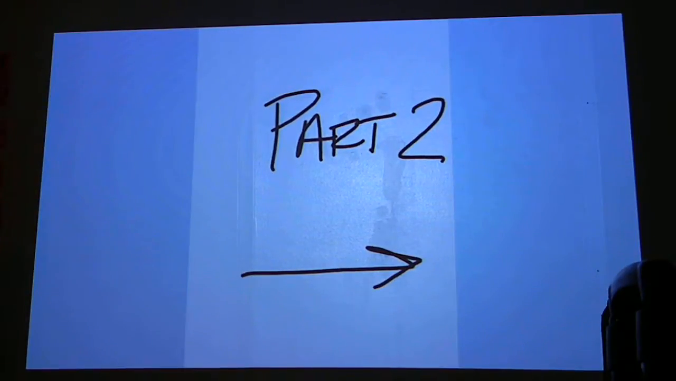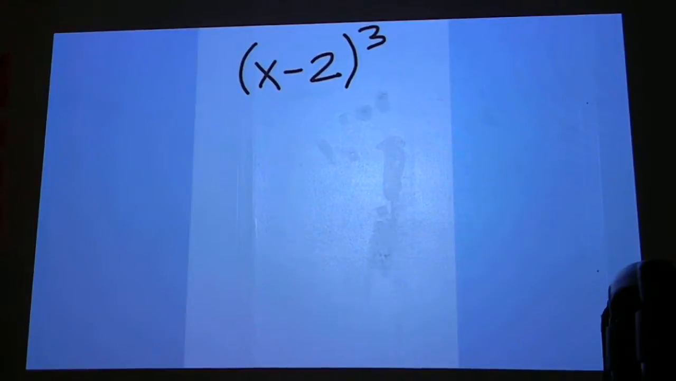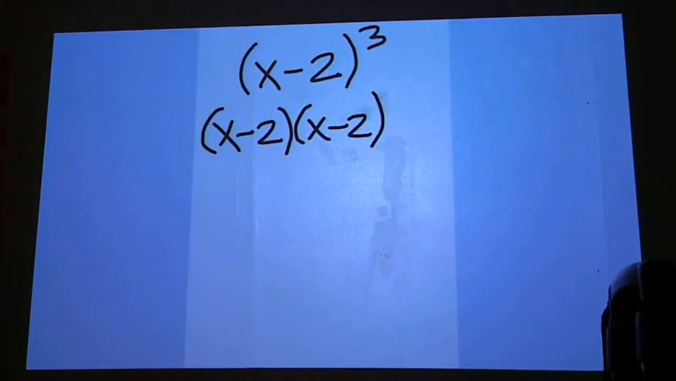Alright, this is part 2 of the first binomial theorem example problem. Before we use our numbers, we're going to do this: (x minus 2) quantity cubed. We're actually going to multiply this out and then match it up with the numbers that we have. So let's start with x minus 2 times x minus 2. I know we're not doing squared, but we have to start somewhere.